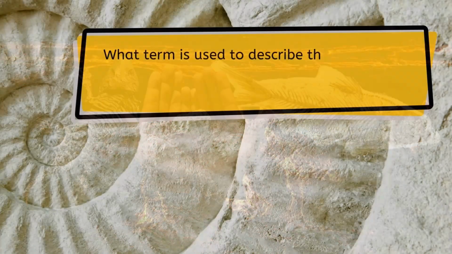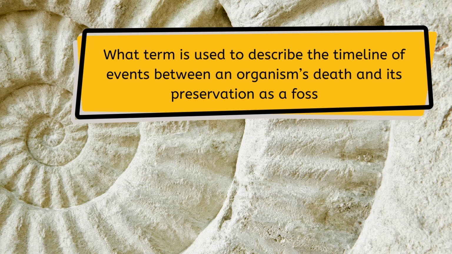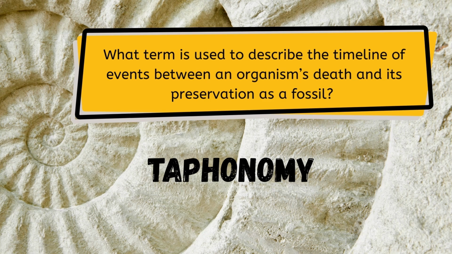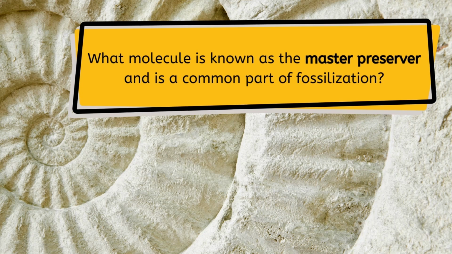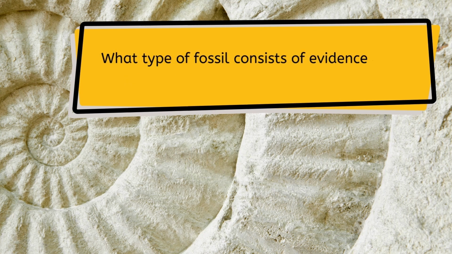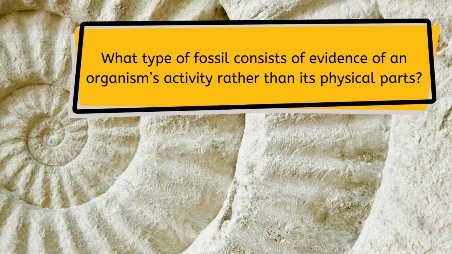What term is used to describe the timeline of events between an organism's death and its preservation as a fossil? Taxonomy. What molecule is known as the master preserver and is a common part of fossilization? Silica. What type of fossil consists of evidence of an organism's activities rather than its physical parts? Trace fossils.